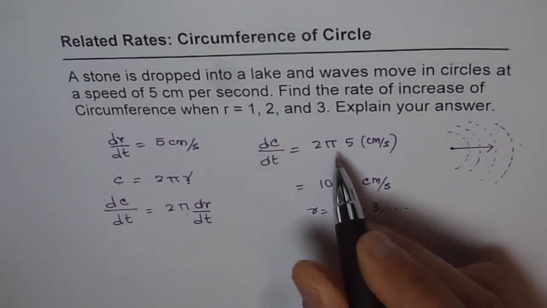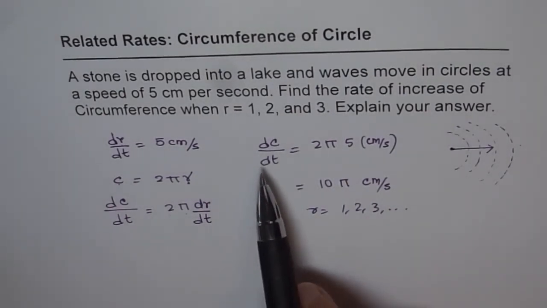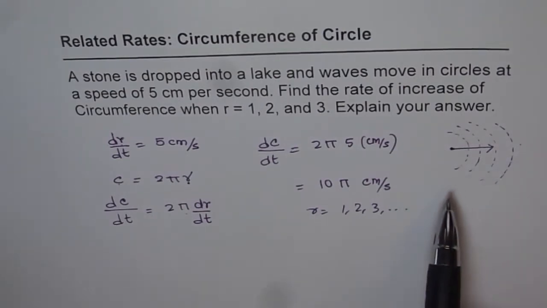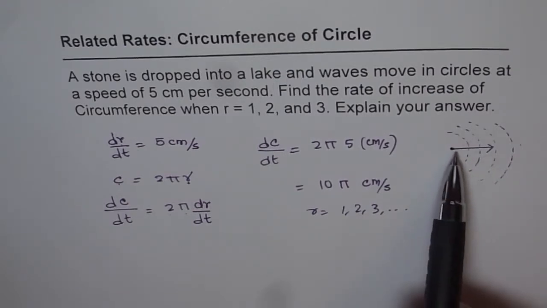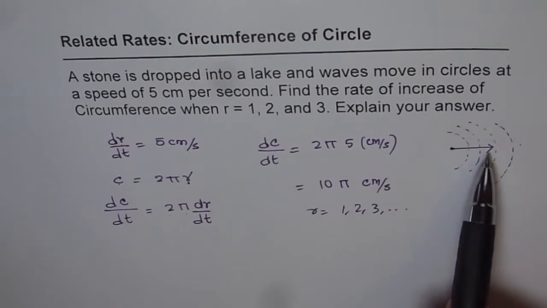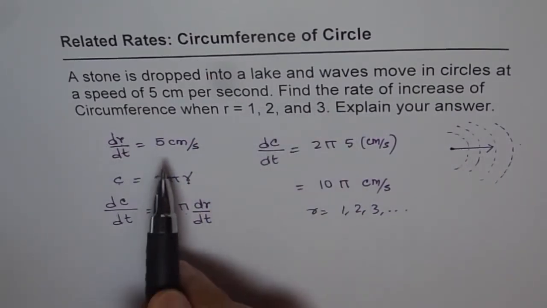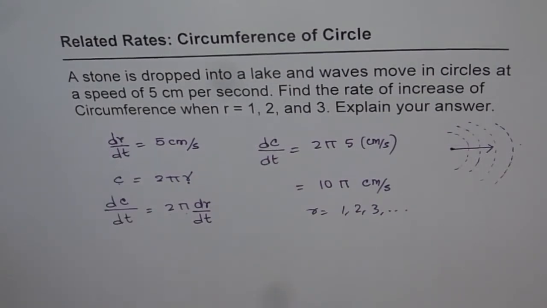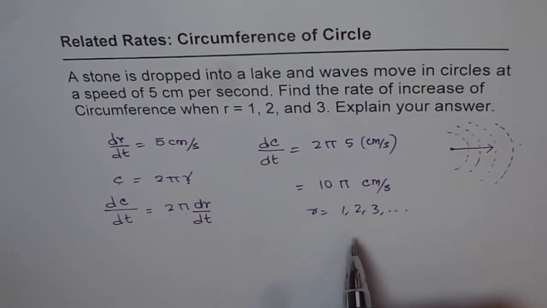So what we are trying to emphasize here is that the rate of change of circumference is not really dependent on the radius or the size of the circle at any instant of time. It is only dependent on the speed with which the wave is moving. Do you see that? The speed with which the wave moves, that is dr/dt, the rate of change in radius, not with respect to radius. So that's a very, very important aspect of looking into this, correct?